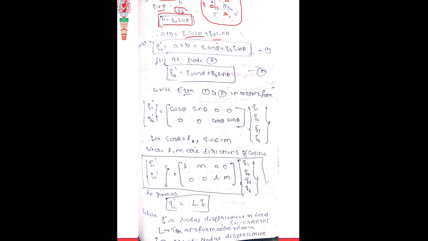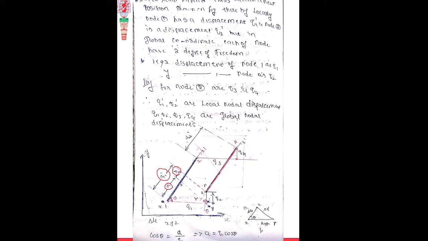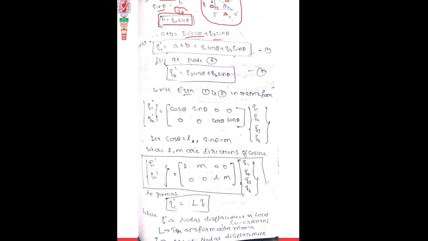Understood? Yes, sir. So this is with respect to the Q1 dash. Now we are considering with respect to node 1. Similarly, what is Q2 dash? What can I call it? Similarly, Q3, Q2 dash, what can I call directly in place of Q1.